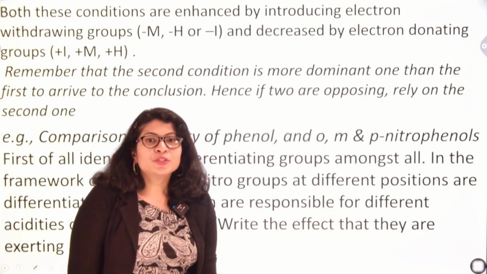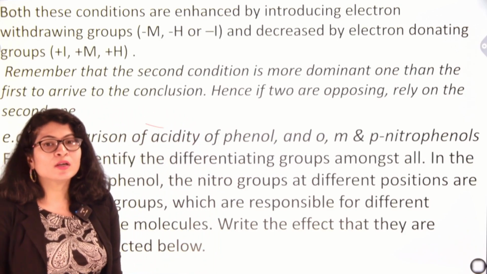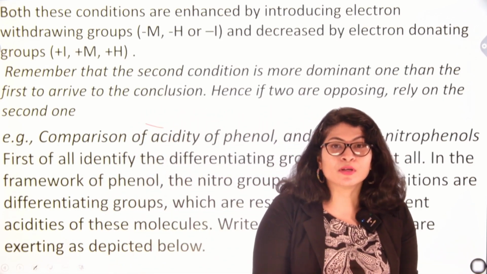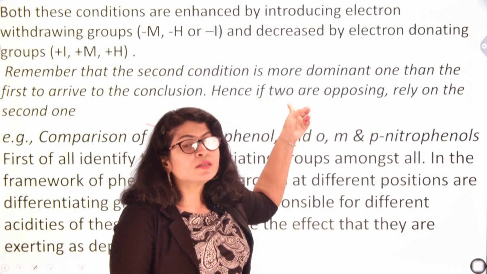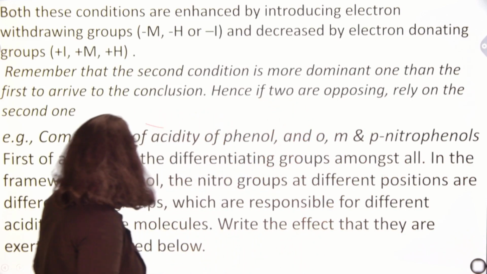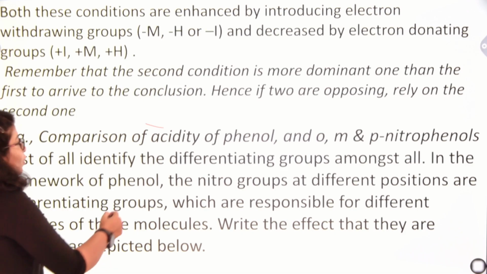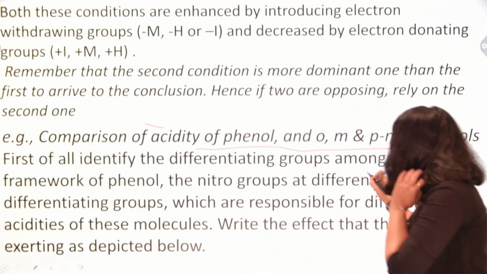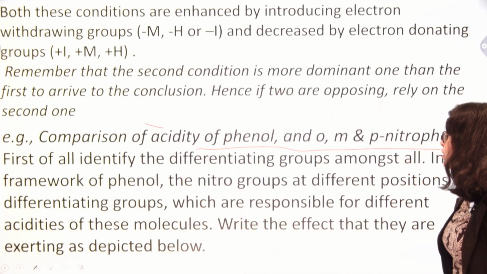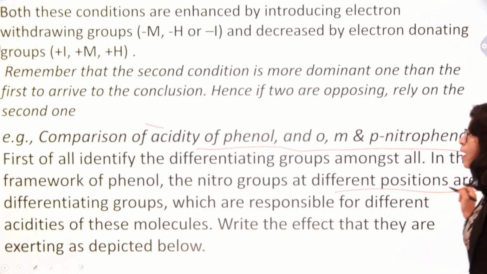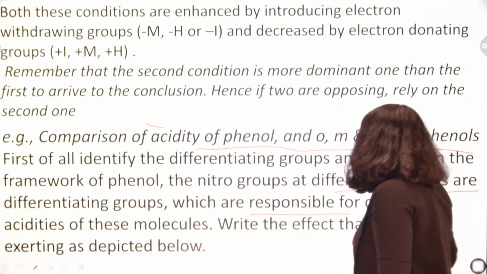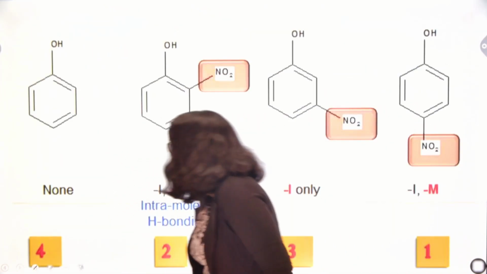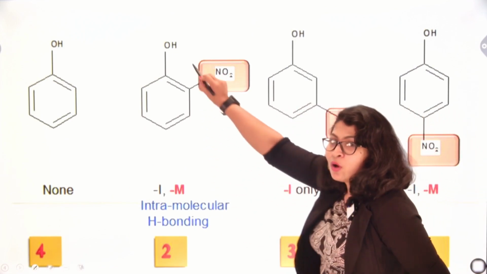Remember that the second condition is more dominant than the first to arrive at the conclusion. Hence, if the two are opposing, we must not rely on the second one. We must look at the first one, that is, which is electron withdrawing. For example, if I am comparing the acidity of phenol and ortho, meta and para nitrophenol, first of all, identify the differentiating groups. In the framework of phenol, the nitro groups at different positions are the differentiating groups which are responsible for the different acidities of these molecules.